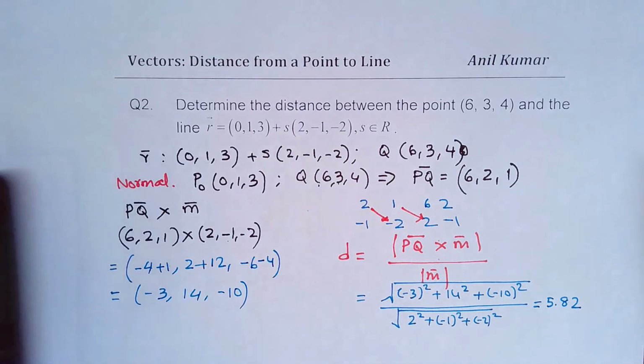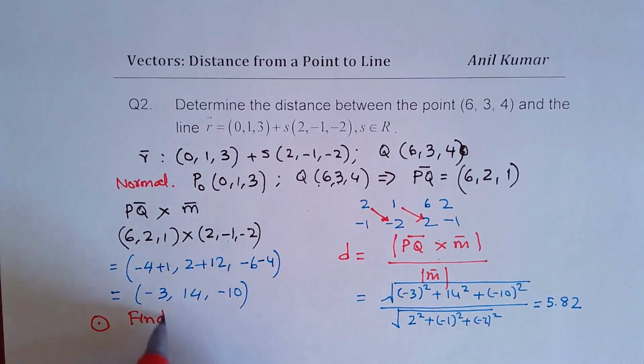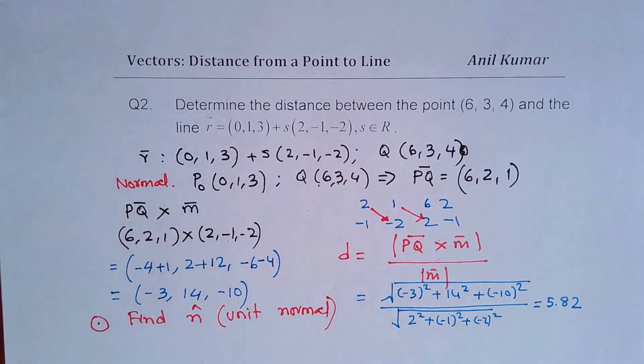At times you may be required to find the exact answer, so you could do the calculations for the exact answer also. But I hope you understand and appreciate how to find the distance from a point to a line when the line equation is given in Cartesian form. The idea here is step number 1, you need to find the normal vector. I should say unit normal vector. So that helps you to find the distance.